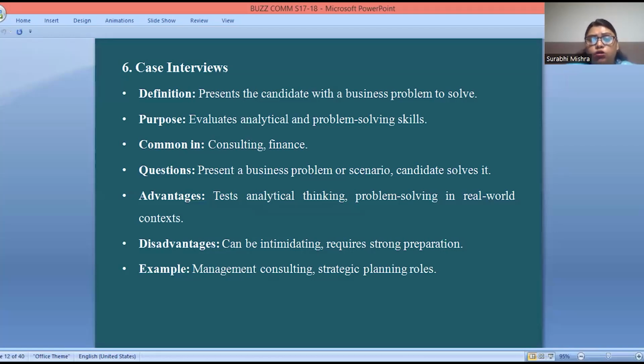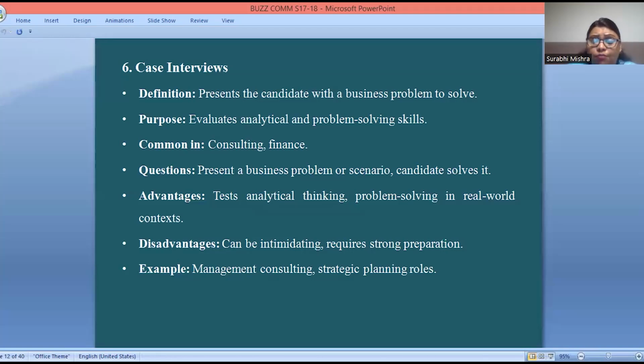These types of interviews are common in consulting firms and finance. We can say the finance sector, or the financial firms. So the question presents a business financial statement, a business problem, or a financial scenario, and the candidate is asked to provide a solution to it. Again, this is used to evaluate analytical thinking. The advantage is that this type of interview assesses the analytical skills and problem solving skills in a real world context. Why? Because real business situations are given to the candidates and they have to provide the solution. So in these interviews, the candidate's ability to assess, to solve, and to analyze something is evaluated.